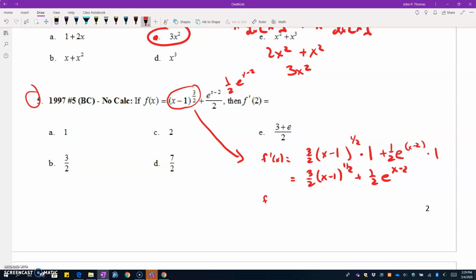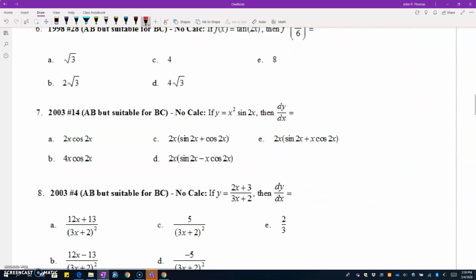Now they specifically want f prime of 2, so I've got 3/2 times 2 minus 1 to the 1/2 plus 1/2 e to the 0. Alright, so 1 to the 1/2 is 1, so I've got 3/2 for that first piece. And then I've got 1/2 times 1, which should be a 1/2 for the second piece. That's going to be 4/2, which is 2. So your correct answer on this one is C, which is 2.